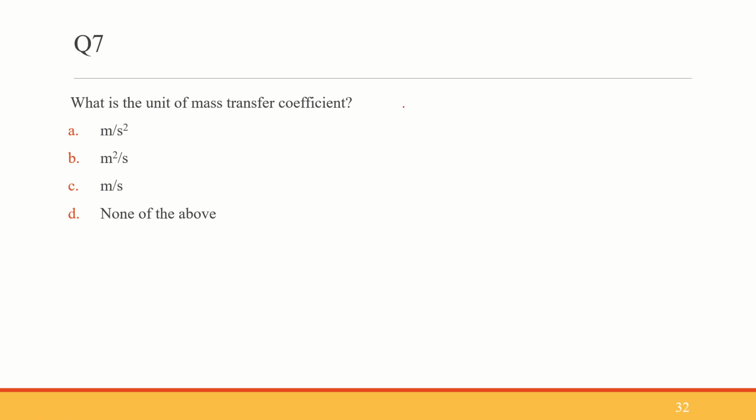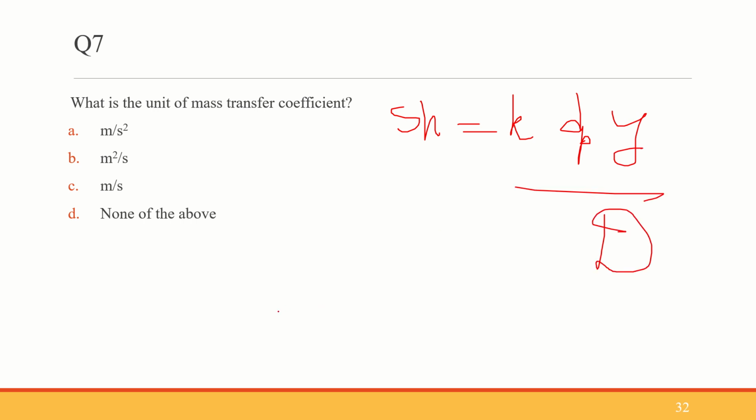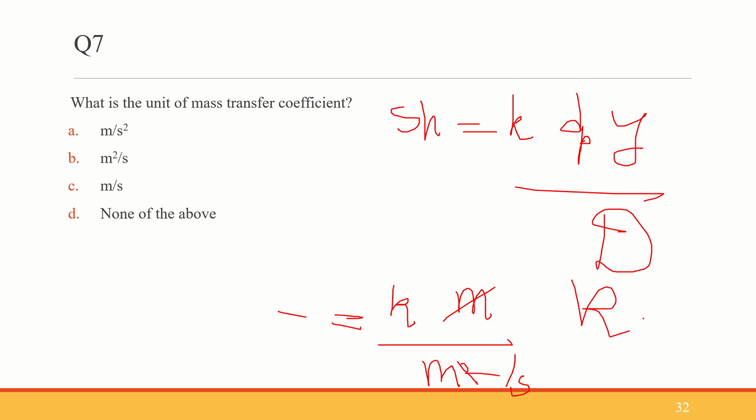So I'll give you a small hint actually. Sherwood number, how do we define it? Equal to K into dP into mass fraction divided by D. In this, Sherwood number is dimensionless and we need to find the unit of K, the mass transfer coefficient. dP, diameter of the particle, and Y doesn't have a unit, and D is meter square per second. So this meter and this square get cancelled, and therefore K has the unit of meter per second.